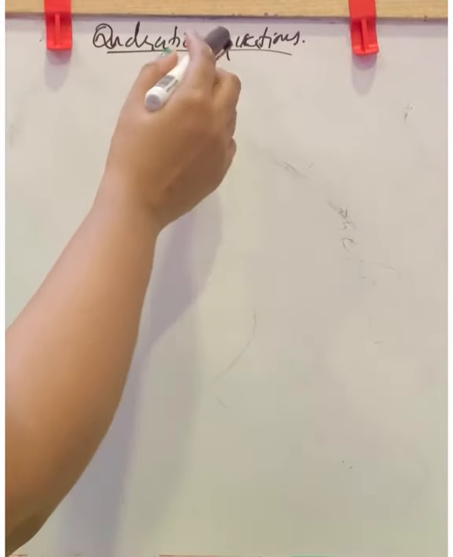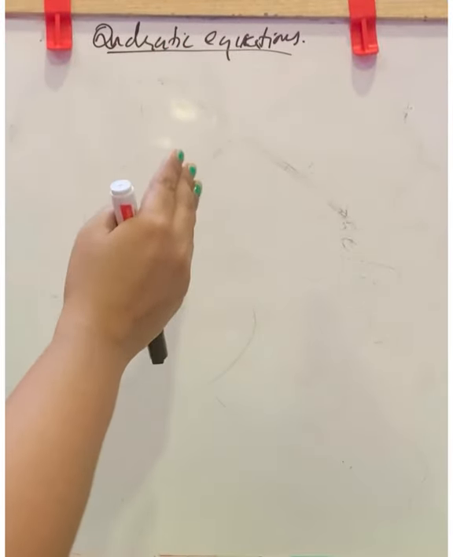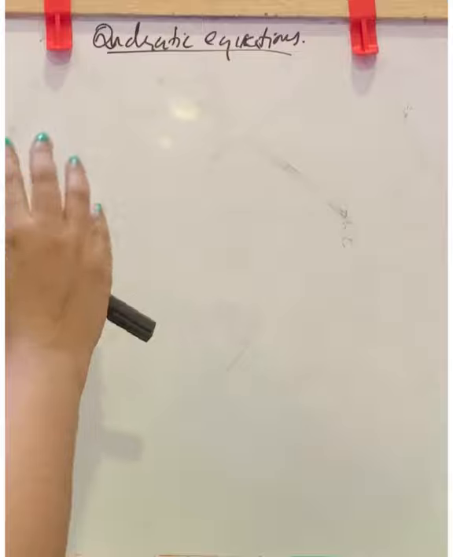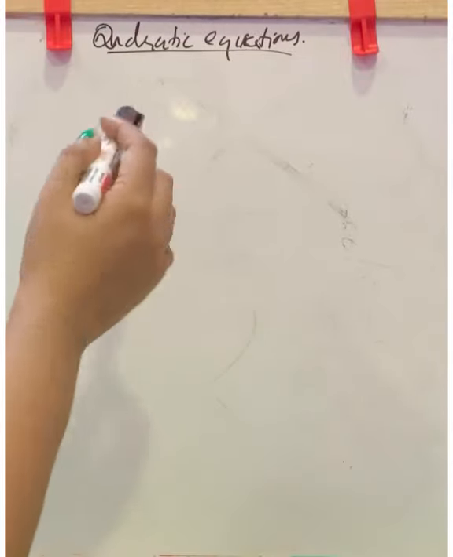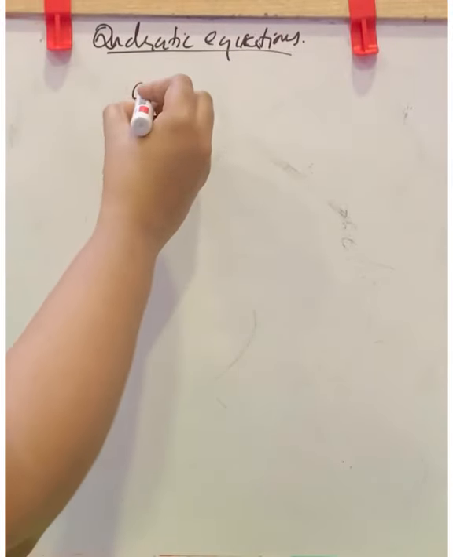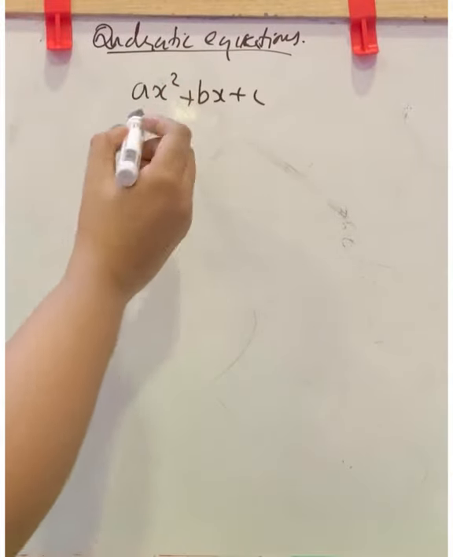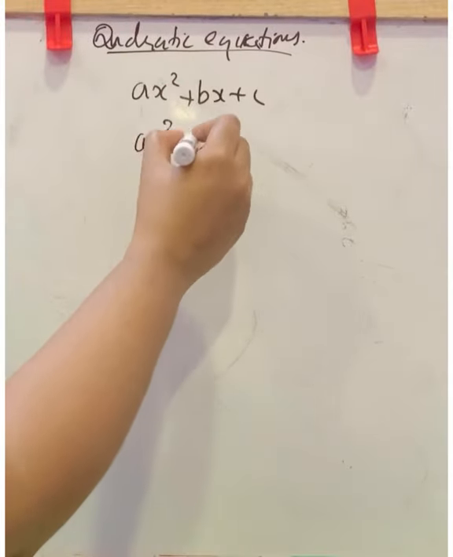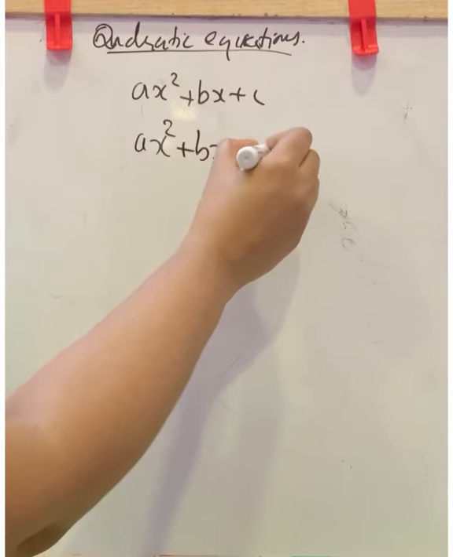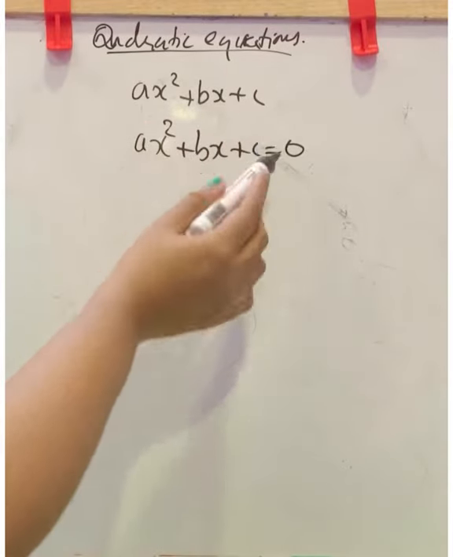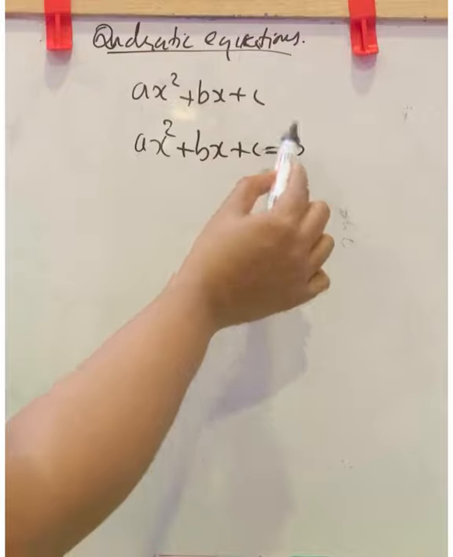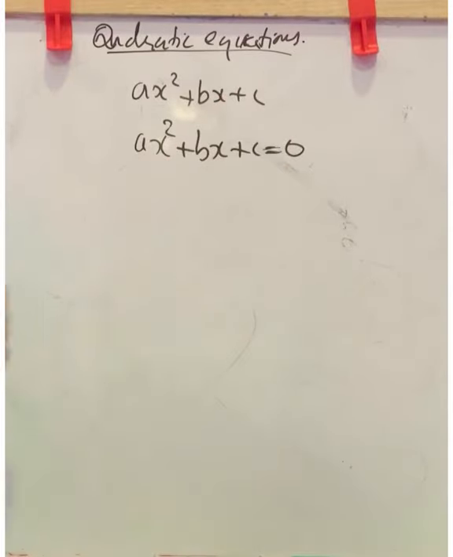Now coming to equation, you know the difference between a quadratic polynomial and a quadratic equation. The general form of a quadratic polynomial is ax square plus bx plus c, and the general form of a quadratic equation is ax square plus bx plus c equal to 0. The difference is that there is an equal sign. In an equation there is an equal sign.